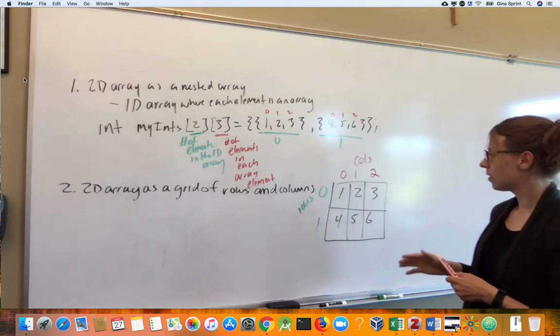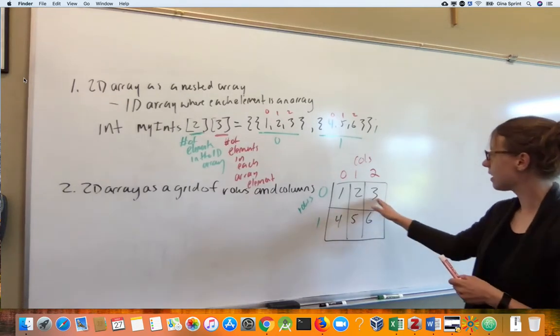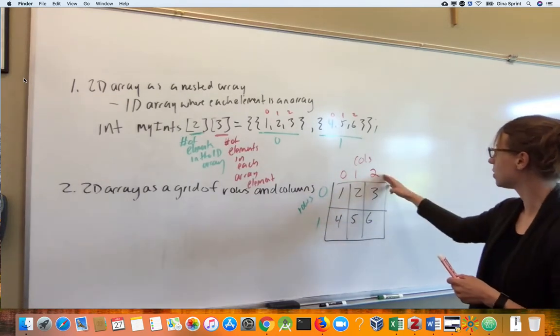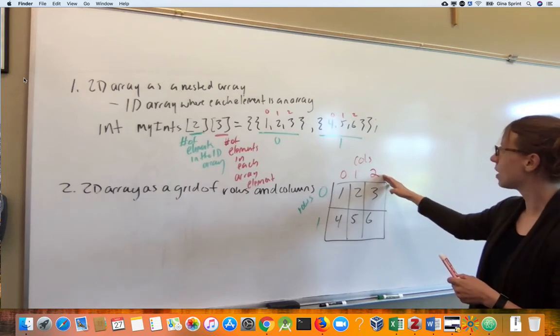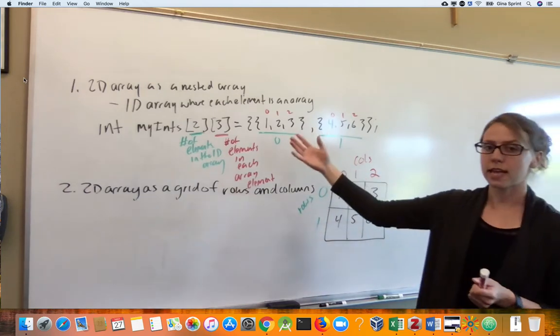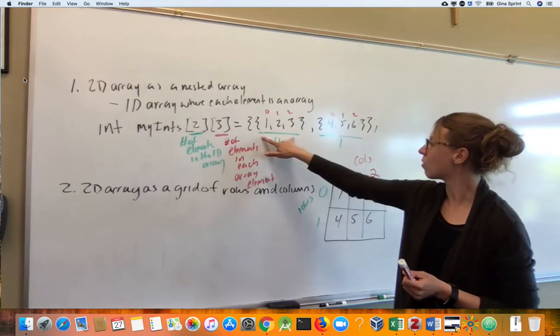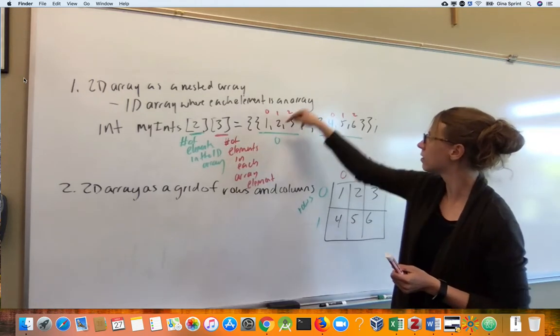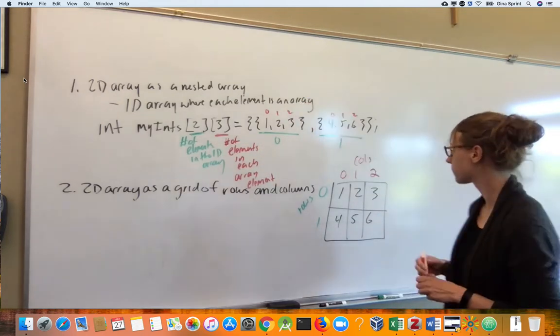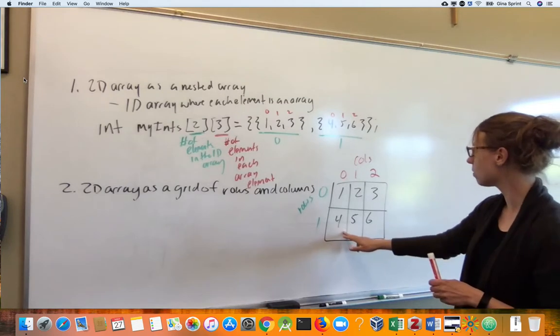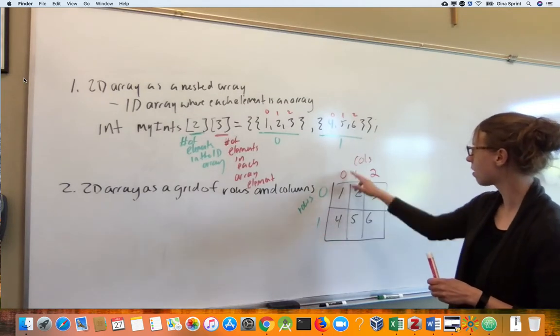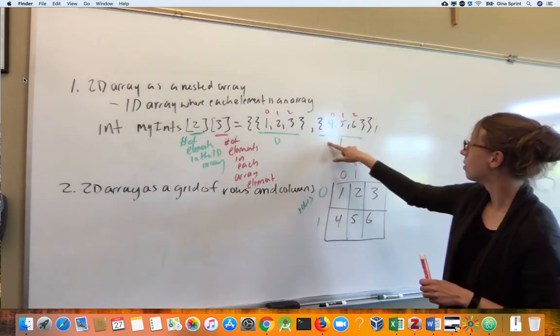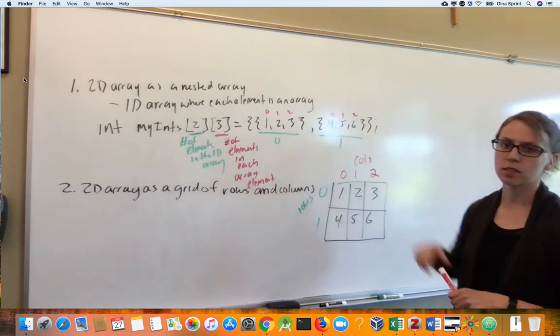So for example, 3 is at row 0, column 2. We could also figure this out by using the nested approach. Array 0, sub 2. 4 would be at row sub 1, column sub 0.